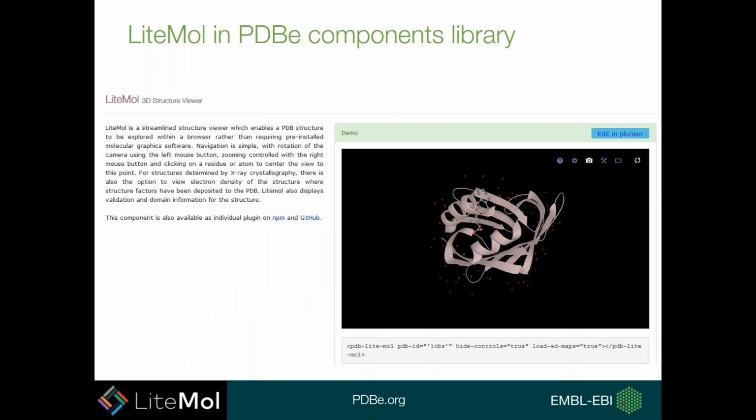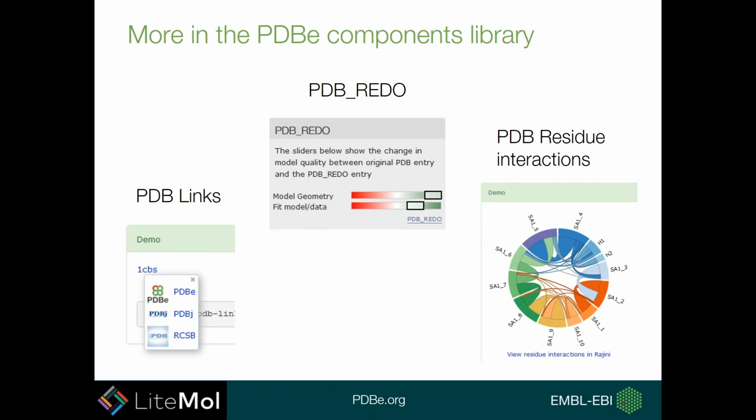So if you wanted to put LiteMol on your website, you would download the PDBe components library, and there are 3 simple steps to download this to your website. You can then use the elements that are shown at the bottom of the page, put these within your website, and this will enable you to use the individual components. There are many more in the PDBe components library.